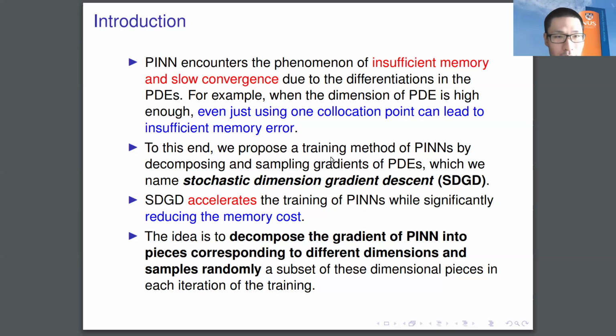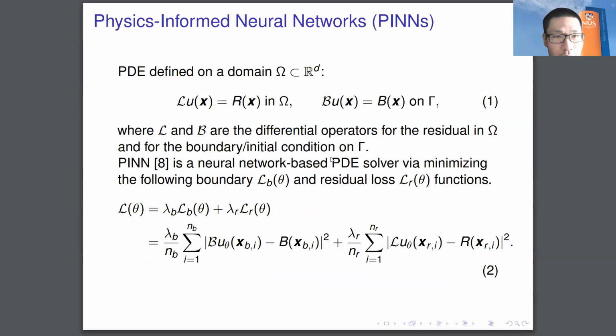So let's go to some technical details after the introduction. First, we briefly review PINNs. We consider a general PDE problem defined on the domain. We have a residual part and a boundary condition. We use a PINN, which is a neural network-based PDE solver. We are minimizing the boundary loss L_B(θ) and residual loss L_R(θ), where θ is the model parameter. We sample residual points and boundary points to minimize the discrepancy between the neural network and the residual, and also on the boundary.